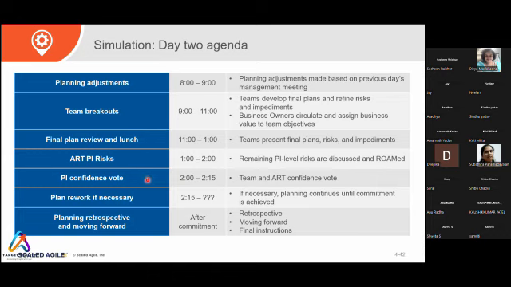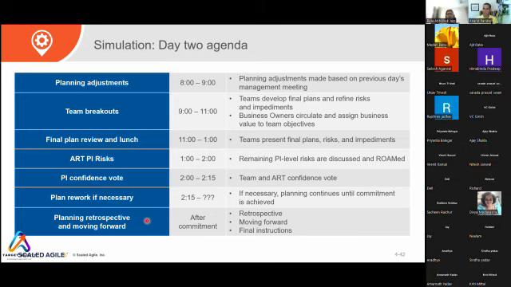After that, the PI confidence vote is taken. People vote on whether they are confident about the planning or not. If they are not, then planning continues until confidence is achieved. And after that, the planning retrospective happens and people move forward. The retrospective covers the last 2 days, how it went. Then you move forward to PI execution and you start the work. So this is the 2-day agenda. We'll discuss all these things in detail, but this is the 2-day agenda.